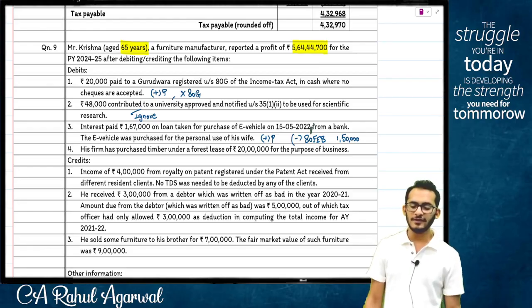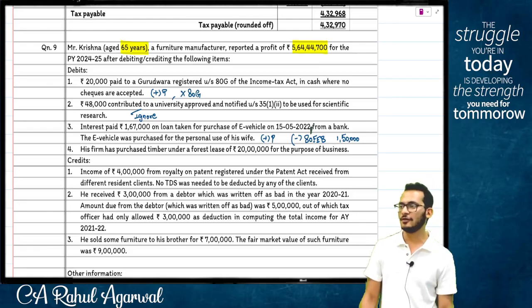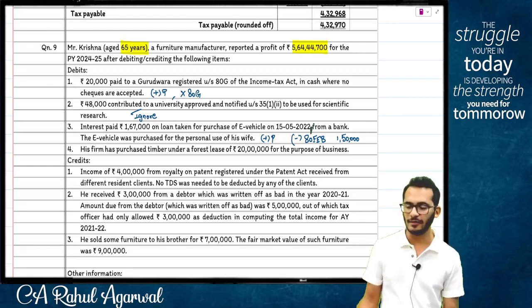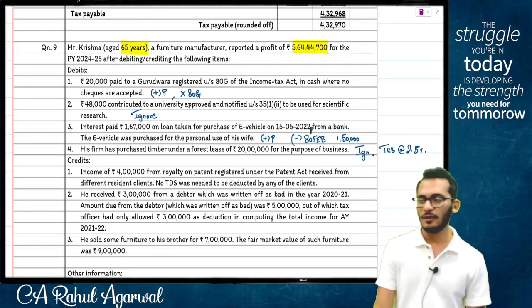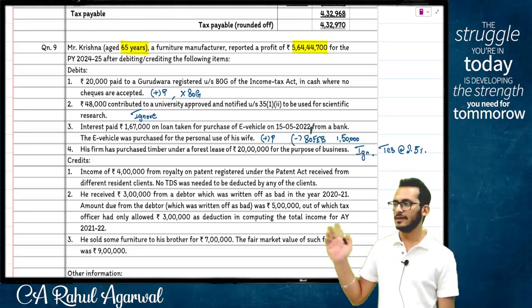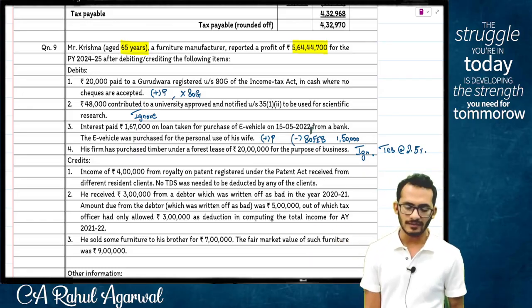Next, his firm has purchased timber under a forest lease of 20 lakhs for the purpose of business. People, this is for the purpose of business, therefore ignoring this information. As we discuss subsequently, you'll get something called TCS at the rate of 2.5% on this. Not relevant now, I am just explaining to you. We'll discuss later. Next, you have credits now.